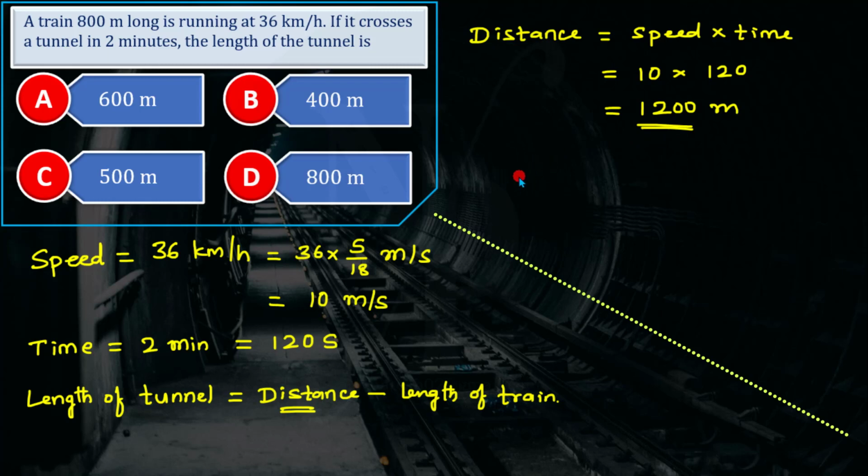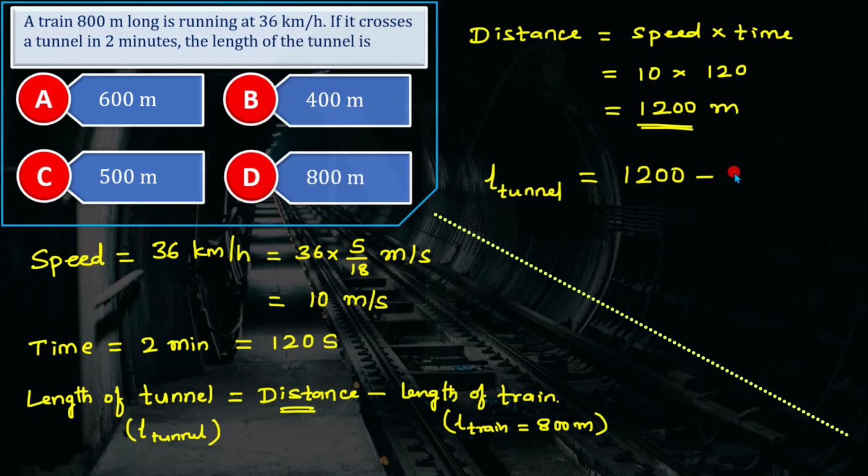Now to calculate the length of the tunnel, I write length of the tunnel as L tunnel. The length of the train is given in the question as 800 meters. So length of the tunnel L tunnel is equal to total distance traveled, 1200 meters, minus length of the train, 800 meters. On subtracting, I get 400 meters, which will be the length of the tunnel, and it is found in answer option B. So answer option B is the correct answer for this question.